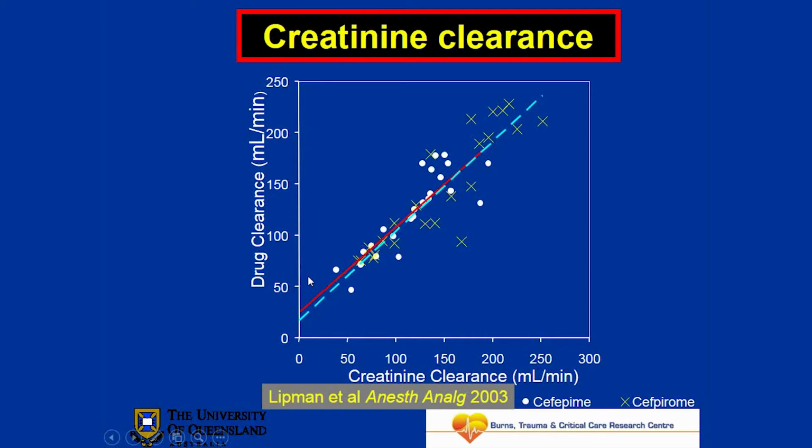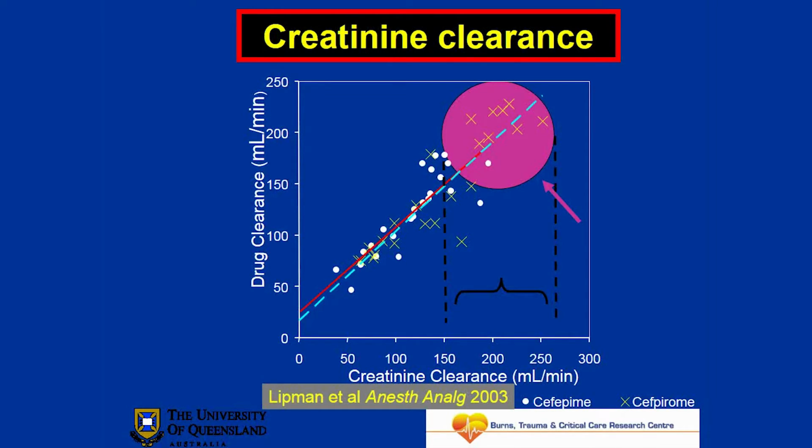There's a group of patients in ICU that took me a while to work out that have increased clearances. Now, you and I, as we sit here, have creatinine clearances of about 100, 120 mils a minute, unless we've got renal dysfunction. And if patients have decreased clearance, in other words, renal dysfunction, the drug clearance will be decreased if a drug is from the kidneys, and we know that for years.